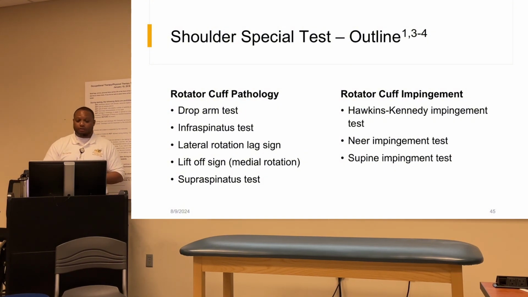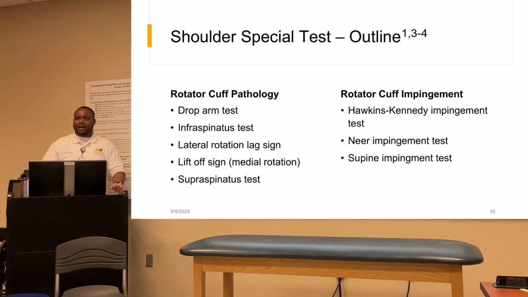Rotator cuff pathology: you've got your drop arm test, infraspinatus test, lateral rotation lag sign, lift off sign, and supraspinatus test. Now, within the special tests themselves, you can get a stronger clinical impression. So a positive drop arm test can lead you to doing the infraspinatus test and supraspinatus test. Also the lift off sign, okay? And to be more specific, for rotator cuff impingement, Hawkins-Kennedy impingement test, Neer impingement test, and supine impingement test.